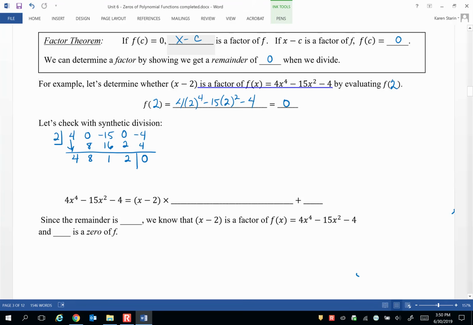So 4x to the fourth minus 15x squared minus 4 equals the divisor x minus 2 times, I'm taking the depressed polynomial and popping back in the degrees, starting with x cubed, which is 1 degree less than x to the fourth. I get 4x cubed plus 8x squared plus x plus 2 plus my 0 remainder. So the remainder is 0. We know that x minus 2 is a factor of f of x, and 2 is a 0 of f.